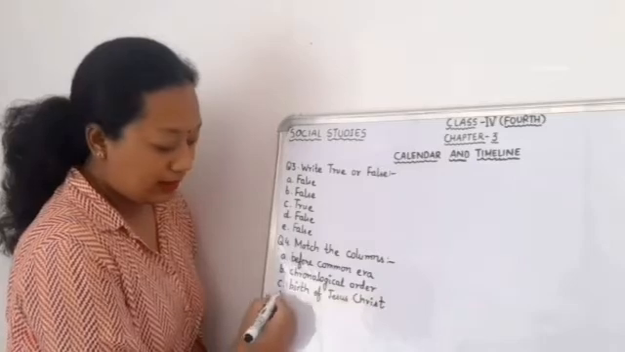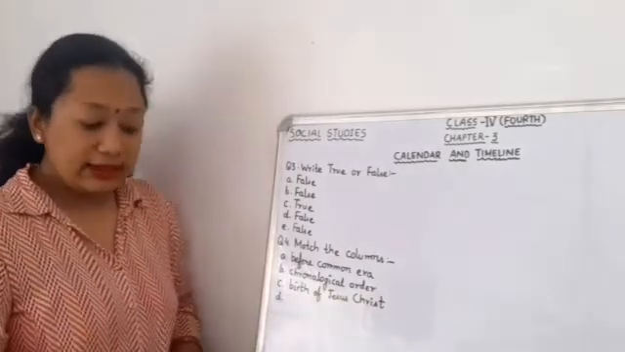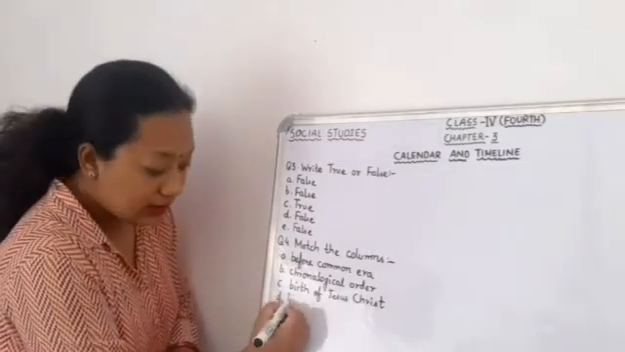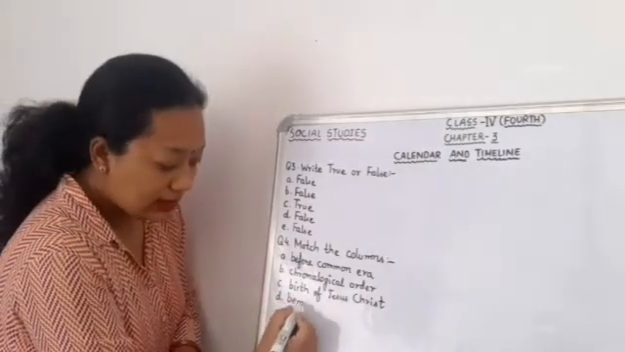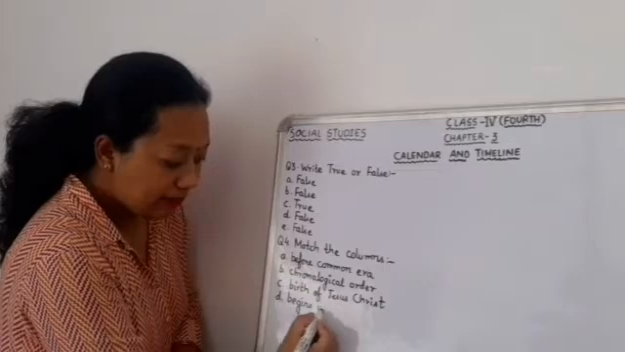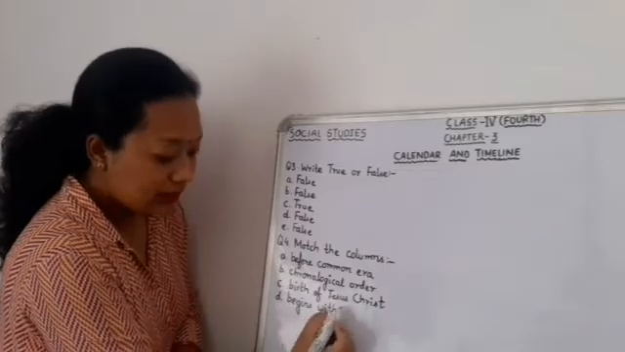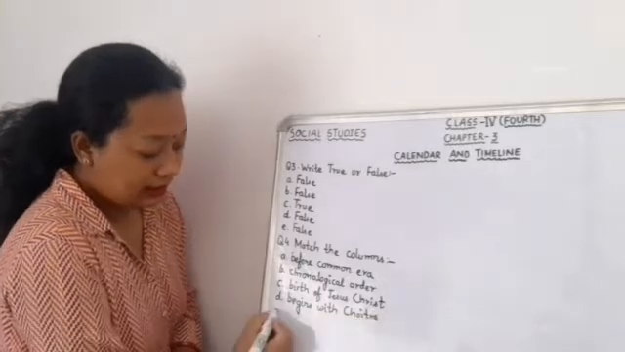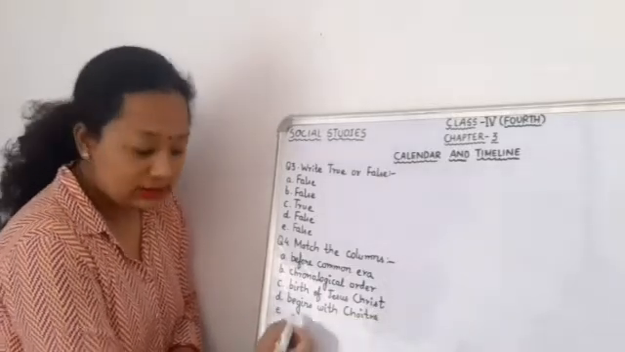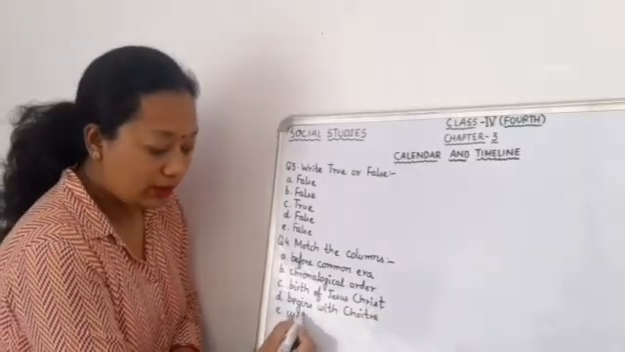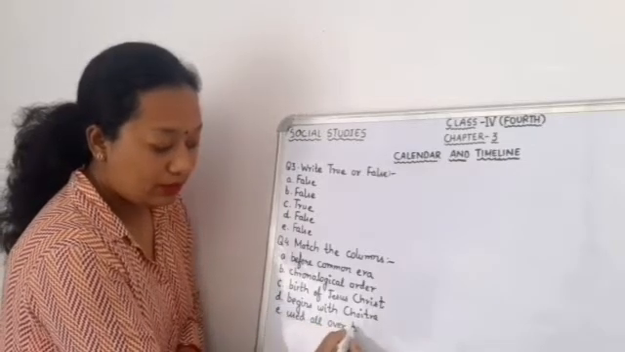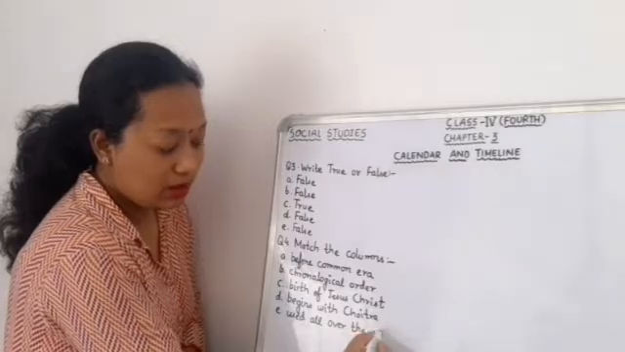Then comes number D, Saka calendar. Is the Saka calendar used all over the world, or does it begin with Chaitra? It begins with Chaitra. And the last one is the Gregorian calendar, used all over the world.